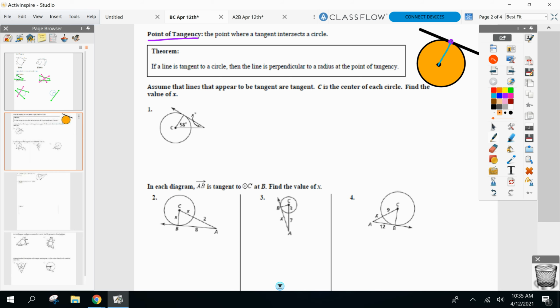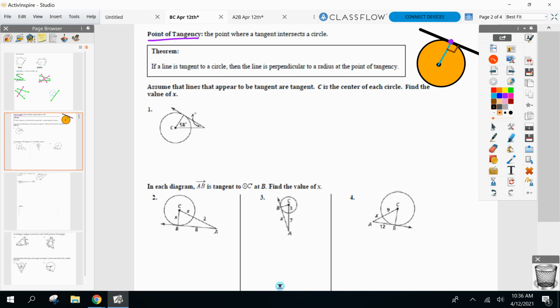If you have a radius that is drawn to the point of tangency, those two are perpendicular. If a radius is drawn to a point of tangency, both the radius and the tangent are perpendicular, meaning they form what? There we go. And there it is. Radius drawn to a point of tangency, those two are perpendicular, which means they create a right angle. All right, so let's use that theorem and go back to Algebra 1 now.